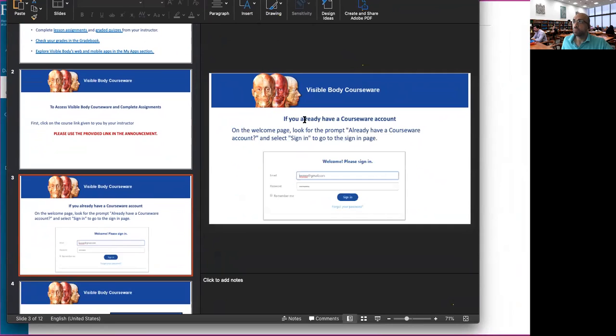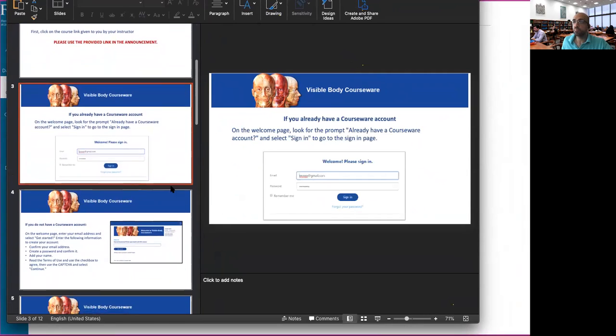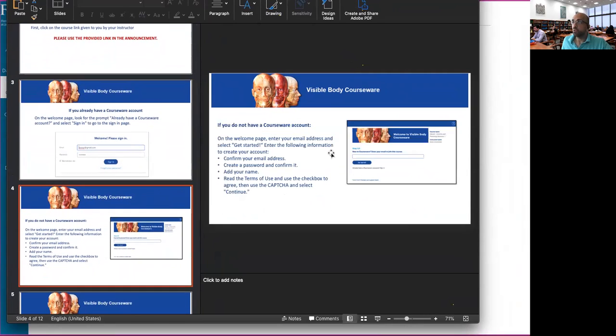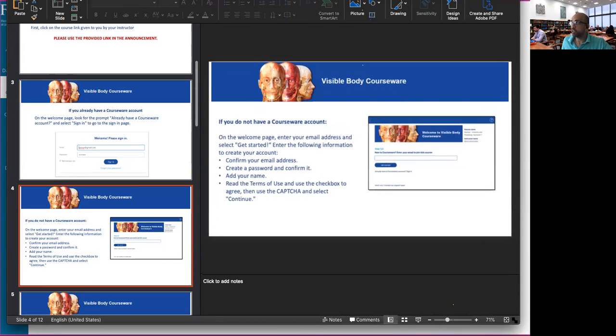And then it will tell you here that if you already have access to Visible Body Courseware from a previous course, you can simply use your email and password to be invited to this specific course. If not, if this is the first time you are using Visible Body Courseware, you would be using your college email address. Please make sure you are using a college email address. You will create a password and you will confirm it.